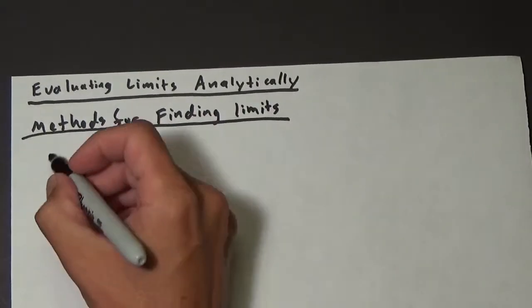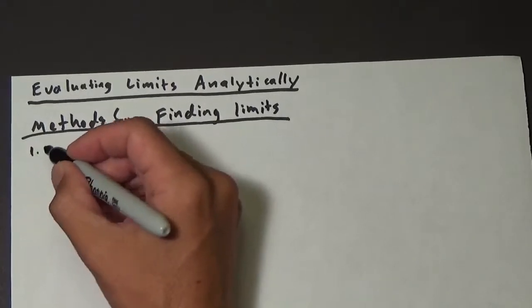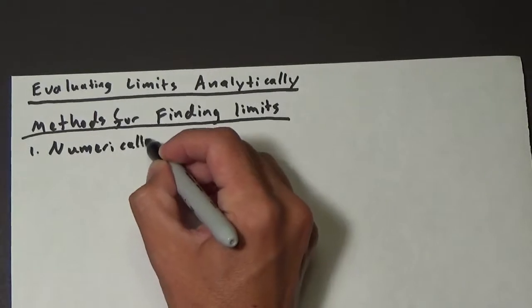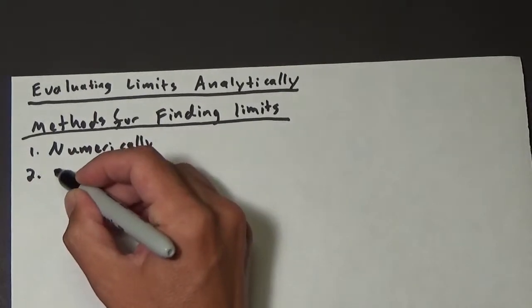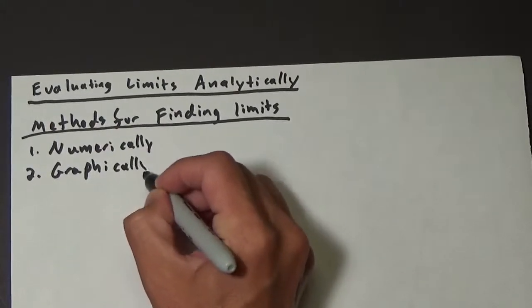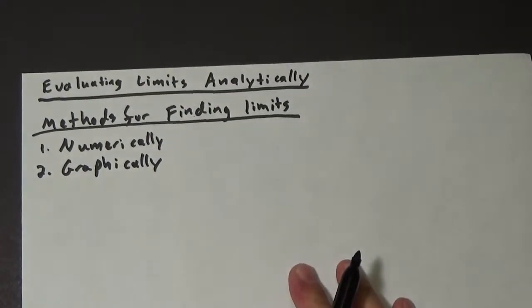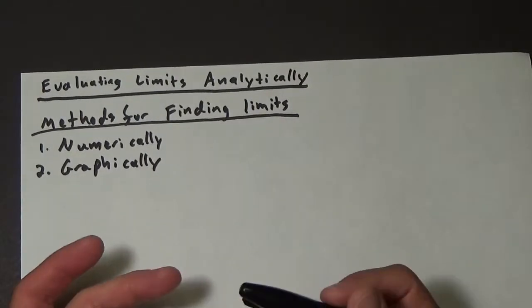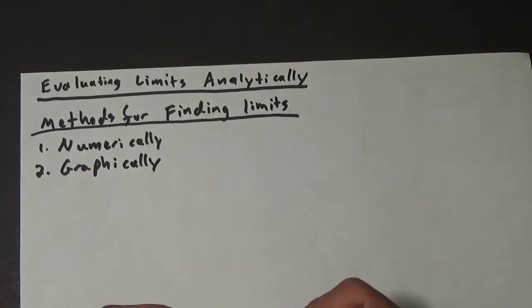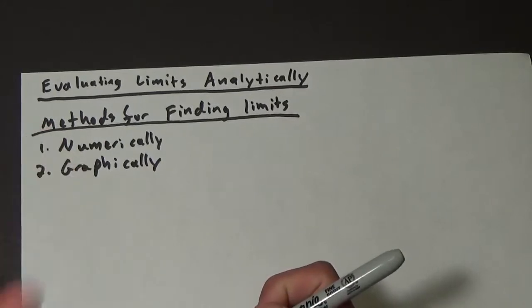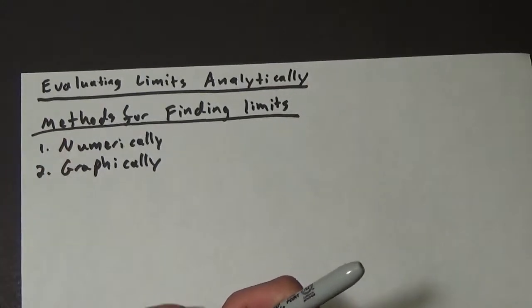Now, from a previous video and previous section, number one was numerically, and number two was graphically. And those are good techniques, especially with calculators. But of course, if you don't have a calculator, especially on the AP exam, you're in the non-calculator part. How do we evaluate a limit without having to go through all this work?